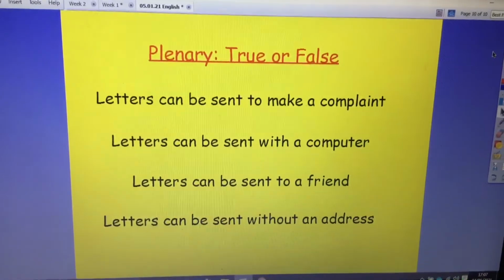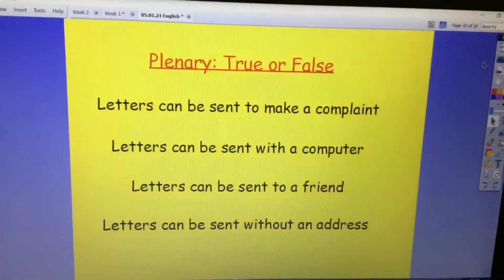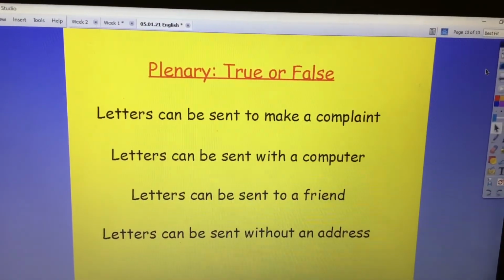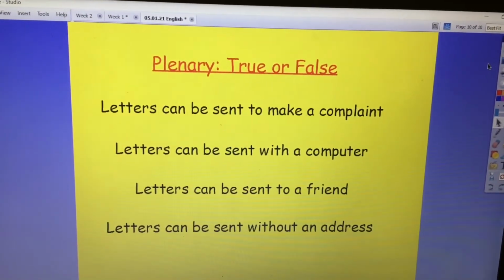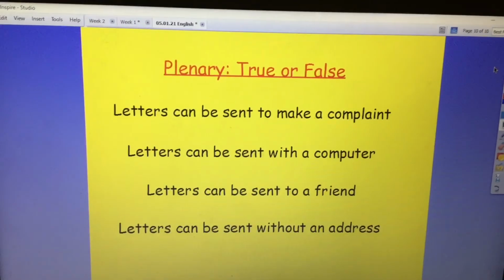Letters can be sent to a friend. True or false? True! Of course you can send a letter to your friend. Letters can be sent without an address. True or false? False! Where would it go if you didn't have the address?